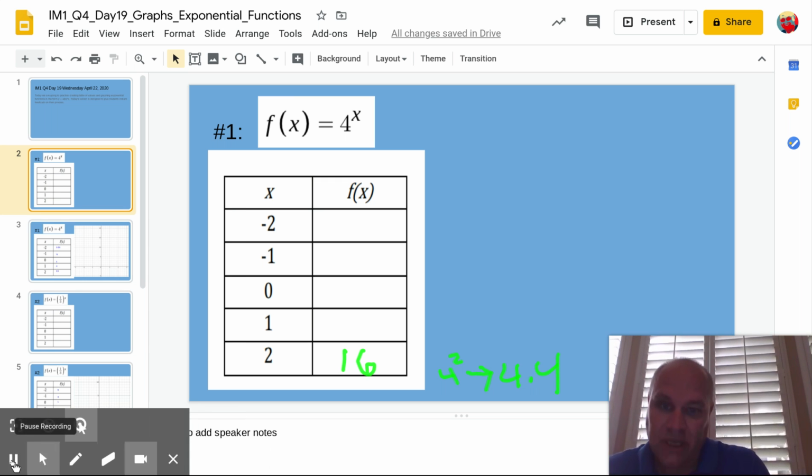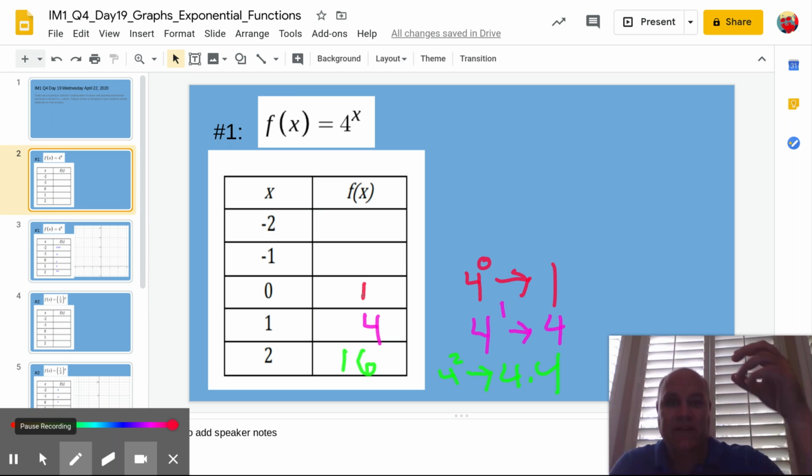Now I want you to substitute x equals 1. 4 to the first power is just 4. Okay, do you remember what the next one's going to be when we raise something to the 0 power? What's the value? 4 to the 0 gives us 1. Any number raised to the 0 power will always be 1.